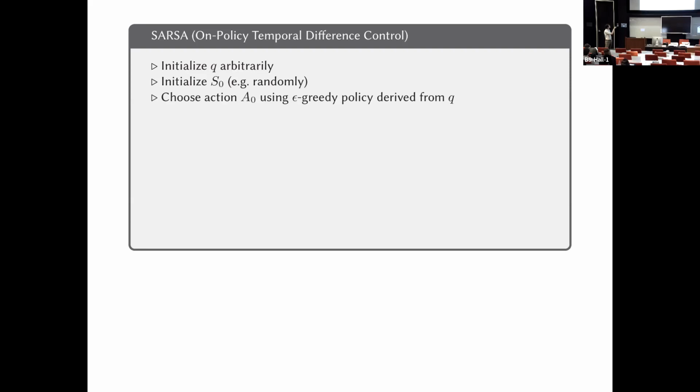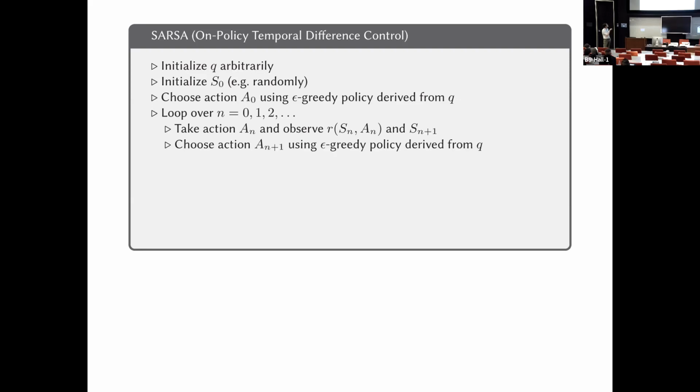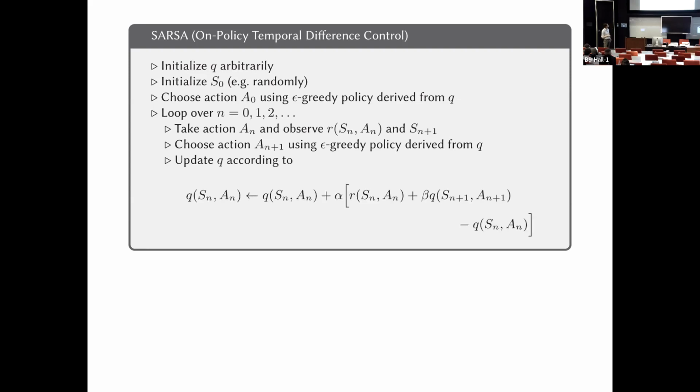Given your initial state, you choose your initial action. You use these epsilon greedy things according to your current estimate Q of the Q function in that state. And then you step through the Markov decision process. So you take that action, observe reward, and the next state. This gives you the next action. You have to sample that, again in an epsilon greedy way. And then you have S, A, R, S, A. So you have SARSA, you can update your Q.